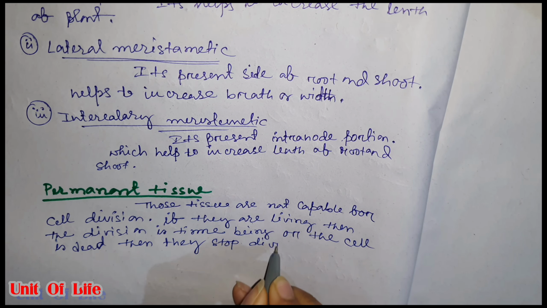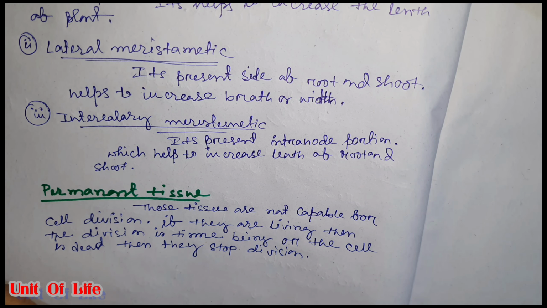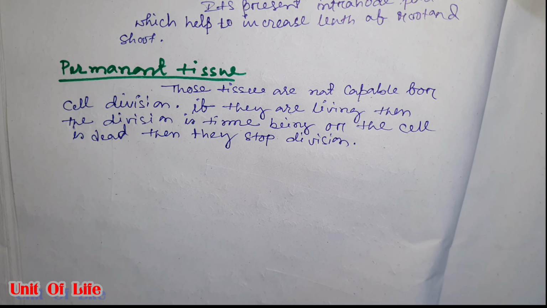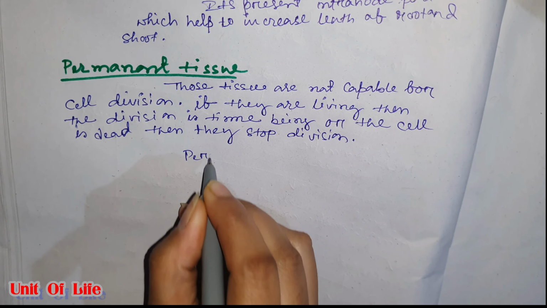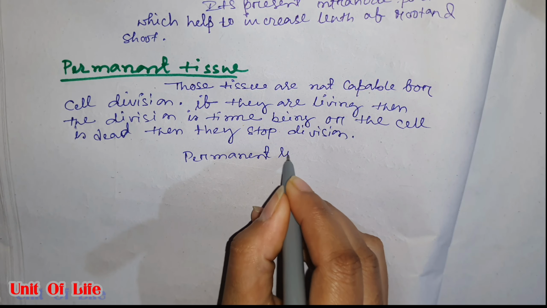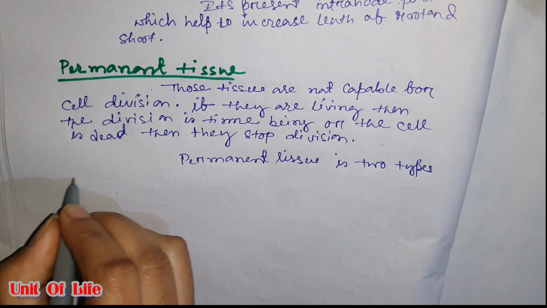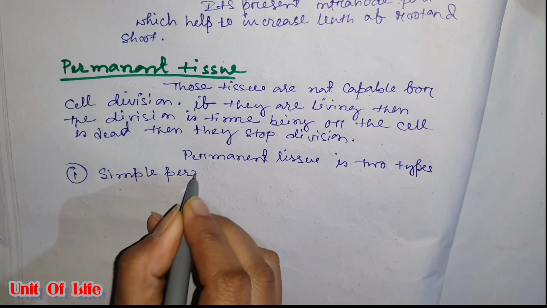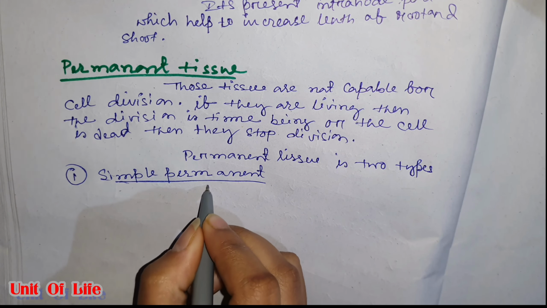And such tissues are not capable of cell division, so it's called permanent tissue. Permanent tissue is of two types: first, simple permanent tissue, and second, complex permanent tissue. Simple permanent tissue is further divided into two: one is protective tissue and another is supporting tissue.